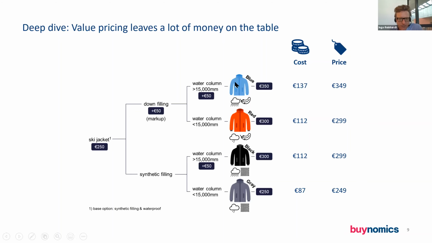And of course, it's easy to see this is a very simple example, but if you have a much larger portfolio with many more value drivers and attributes, you can simply apply this logic and get a price structure that looks very structured and clear, to yourself internally, but also to the customer, where the prices are coming from.